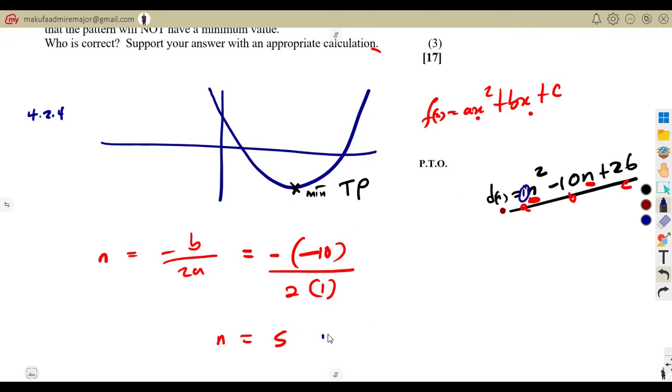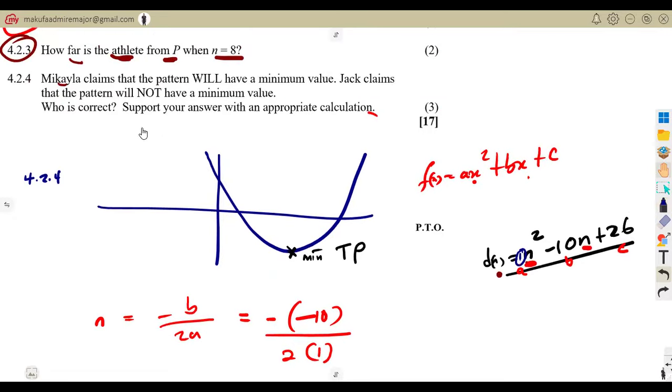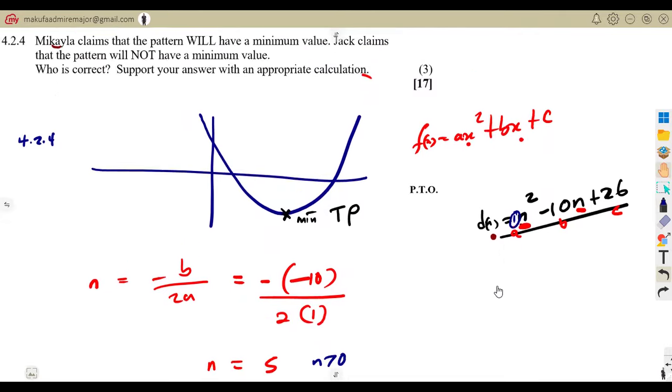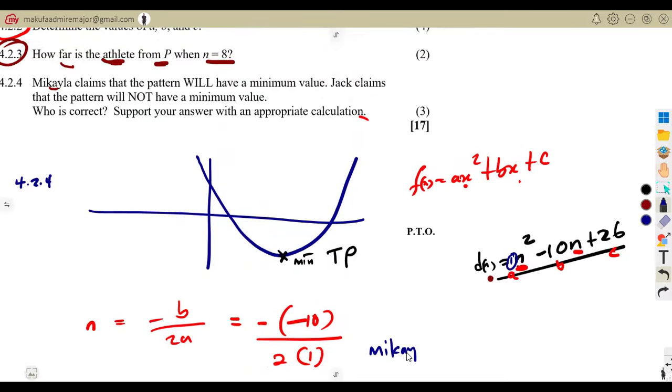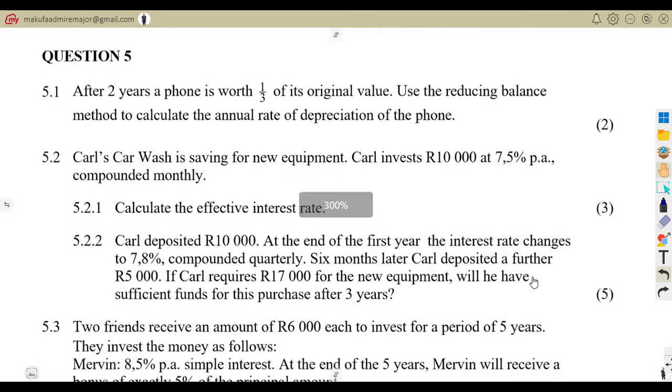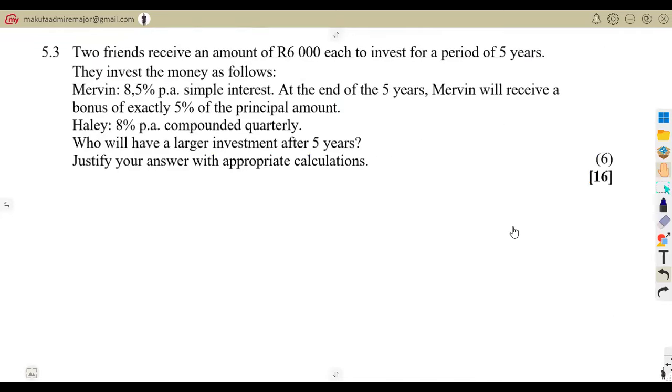And our n is supposed to be greater than 0, meaning to say that's where we talk of what? Being minimum value. So that's a minimum value. So meaning to say this guy is correct. The one who says it's a minimum value, Michaela, claims that it has a minimum value. So that is the one who is correct there. That is question number 4. On question number 4, you have to be just careful with your questions. How are they given in your simplifications?